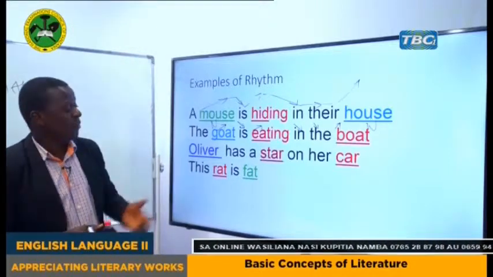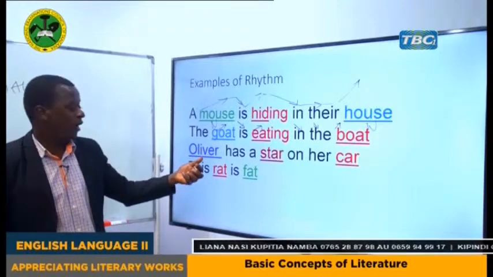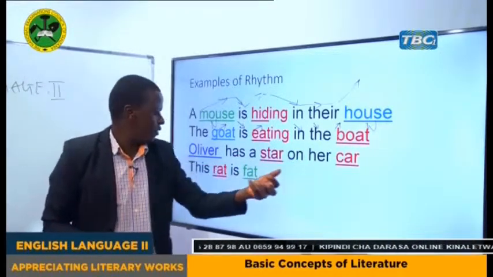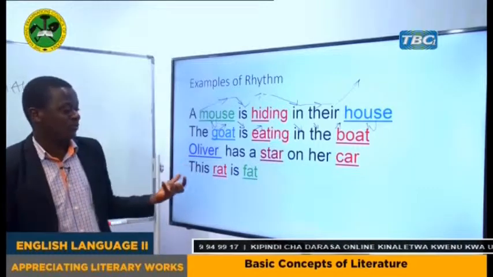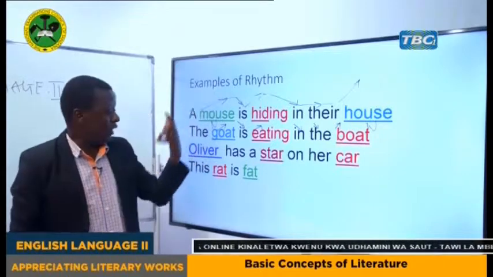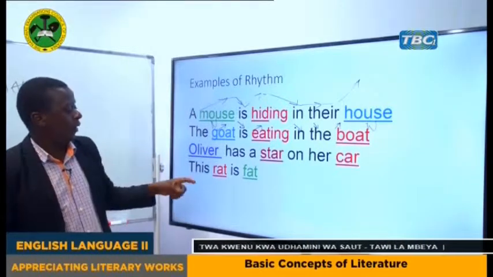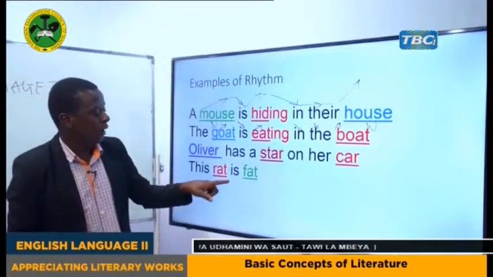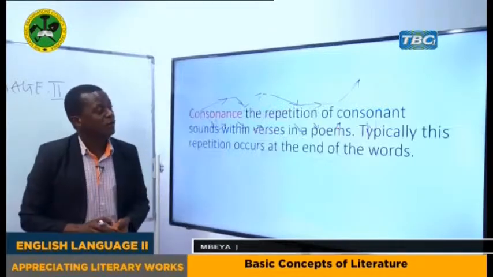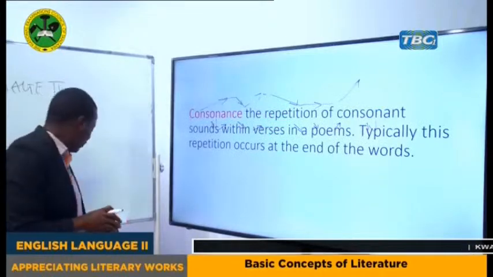Dear students, the same thing you can do by yourself. Oliver is the name of a person. A star, a car. So again, you can put a stress. This rat is fat. I believe now you are able to tell where to put a stress and where not to put a stress. Students, let's just move to consonance.